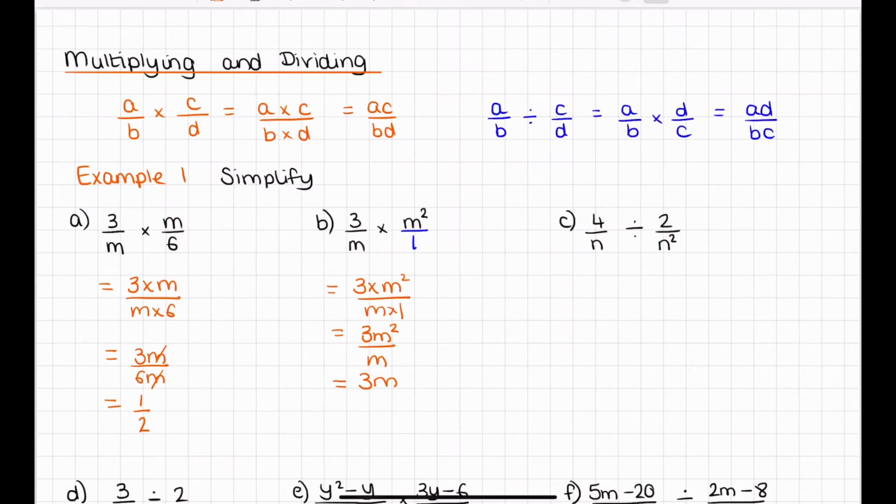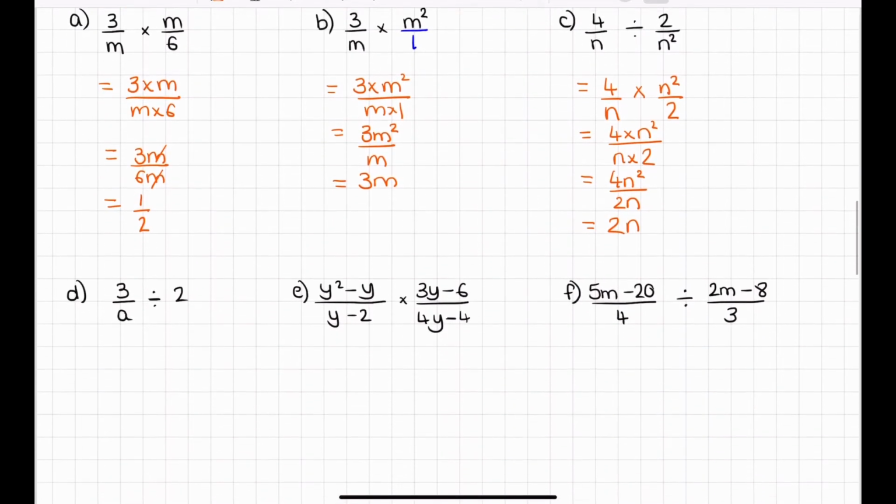Now for part C, we've got 4 over n divided by 2 over n squared. The first thing we're going to do here is get rid of that divide. Remember, the first fraction stays as it is. We change it to a times and then we flip the second fraction, so it becomes n squared over 2. And then we just multiply. So we'll have 4 times n squared over n times 2, and that will give us 4n squared over 2n, and then we can just simplify. 4 divided by 2 is 2, n squared divided by n is just n.